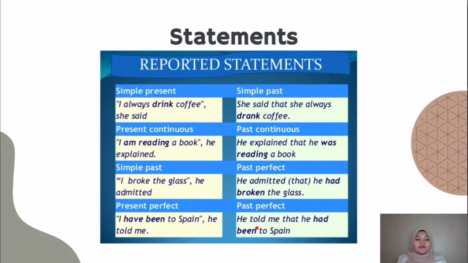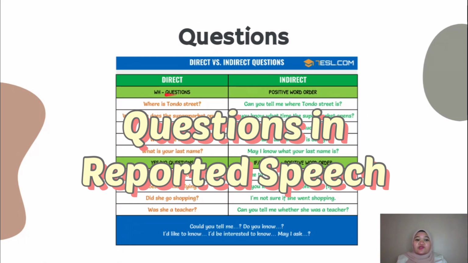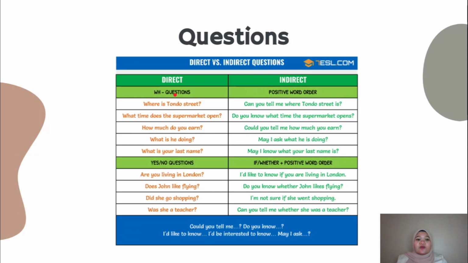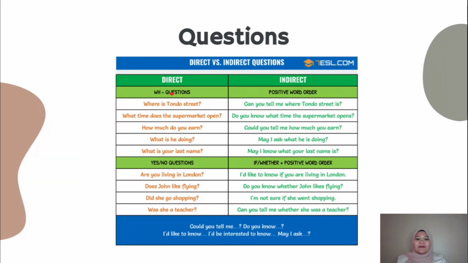Next, we proceed to the questions. Okay? What are questions? Usually we use the WH questions, which are what, where, who, why, and when. Okay? So, in direct speech, we will say, "Where is Tondo Street?" But when we change to indirect, "Can you tell me where Tondo Street is?" Second, "What time does the supermarket open?" In indirect: "Do you know what time the supermarket opens?"